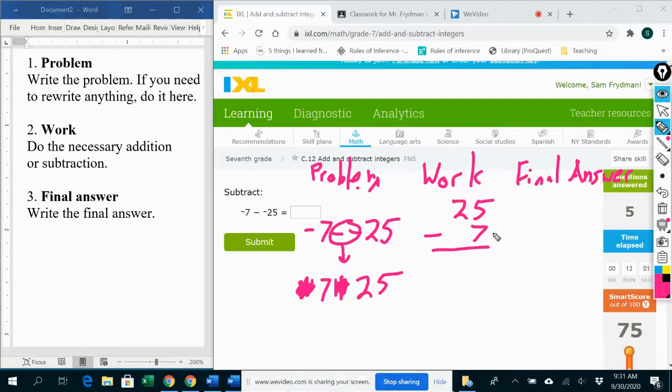So I can't take 7 away from 5. I'll borrow from the 2. That becomes a 1. Put a 1 next to the 5, making it a 15. 15 minus 7 is 8. And then 1 minus nothing is 1.